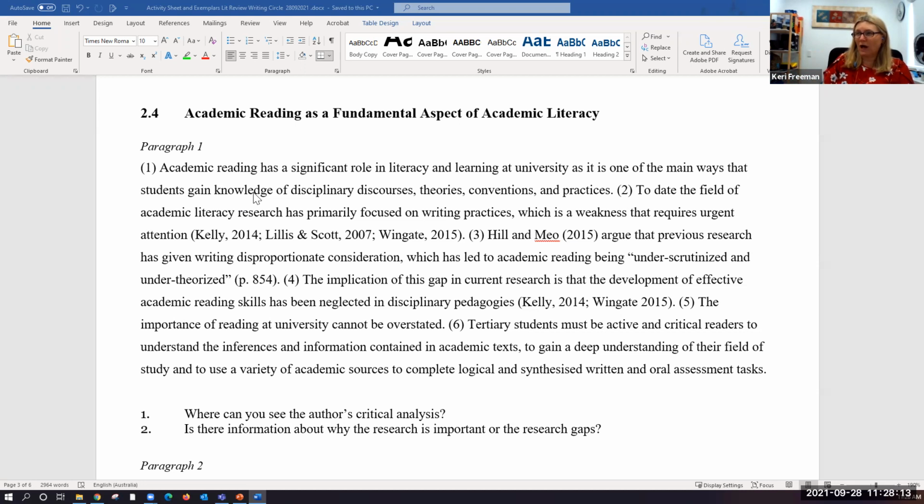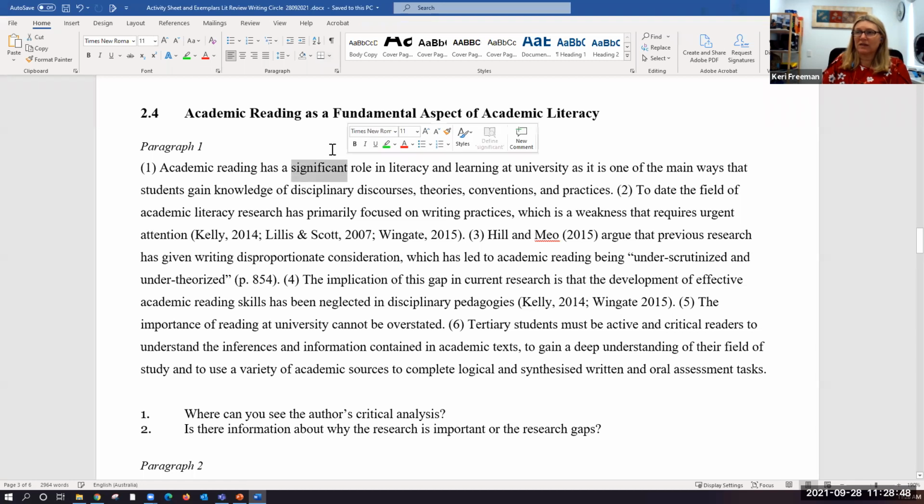All right, paragraph 1. Oh, and also, notice this is 2.4. So there's been a lot of information before this as well. So this is specific to academic reading. And one of the reasons I choose this as an exemplar is we all can understand about reading. Okay, so where can you see the author's critical analysis? So we touched on it very quickly before, that critical analysis is through the words we use and also those explicit statements which say, well, what does this mean and the so what? So let's have a look.